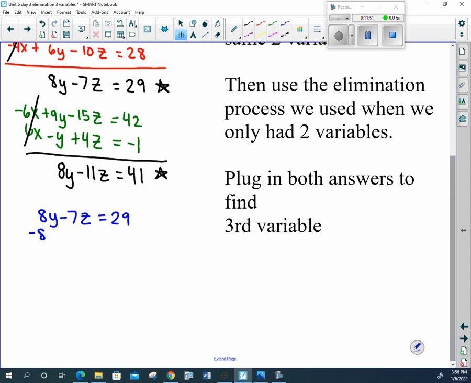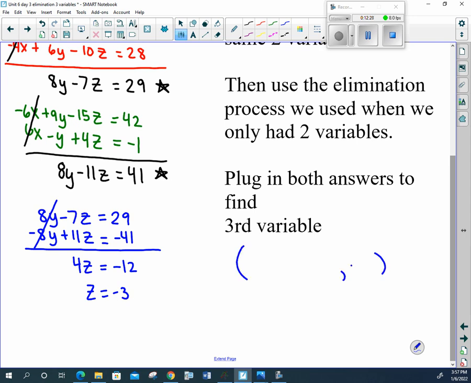and then I'll take the bottom equation and multiply it by -1. So -8y plus 11z equals -41. Okay, let's add those two together. And so the positive 8y and -8y are opposites, so we know those are going to add to 0. So this piece is 0, and then -7 plus positive 11 is 4z, and 29 plus a -41 is a -12. Divide both sides by 4, and so z equals -3. So in our solution set, our triple, we know that z is -3.